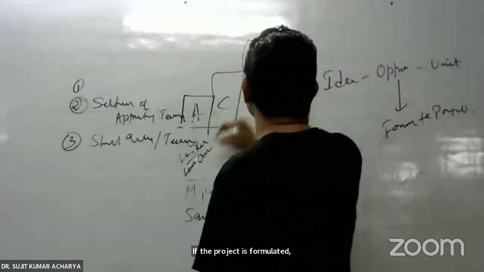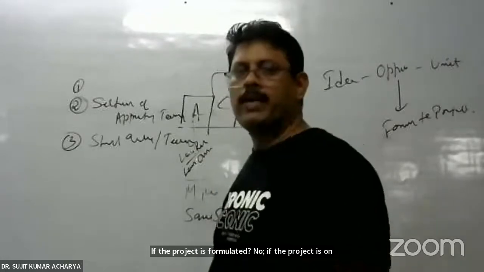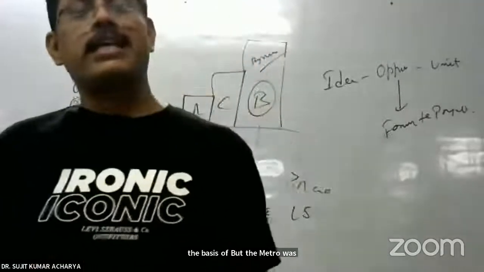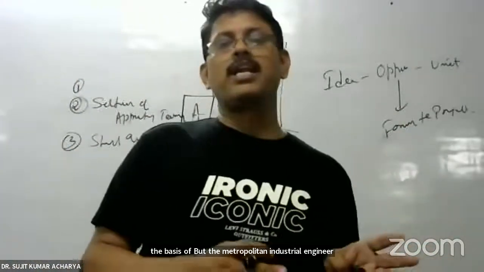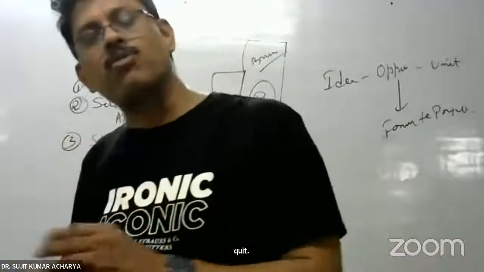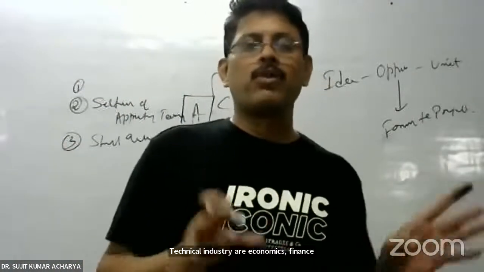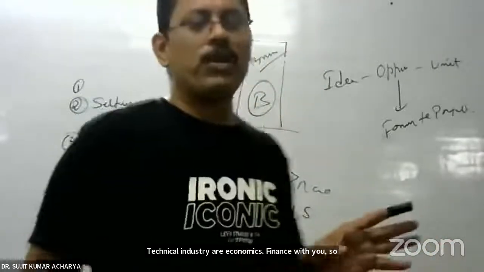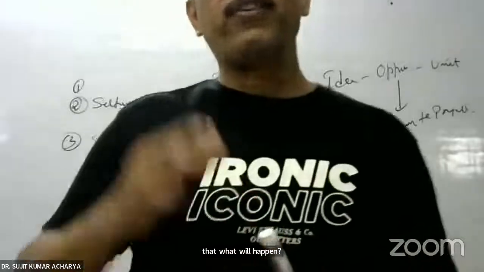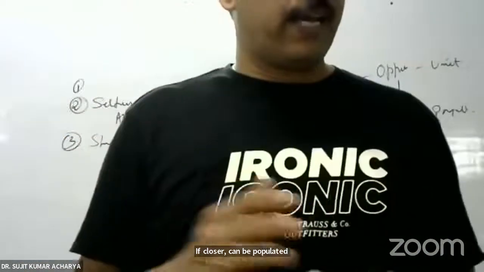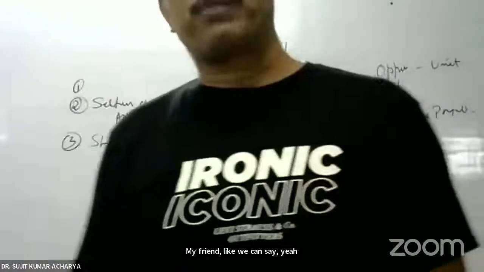Now, if the project is on the basis of a breakthrough coach, so the breakthrough project needs an industrial engineer, technical person, industrial economics sound knowledge, finance, so that what will happen, the project can be formulated easily. Now, what are the different, like we can say, parts of the project formulation?